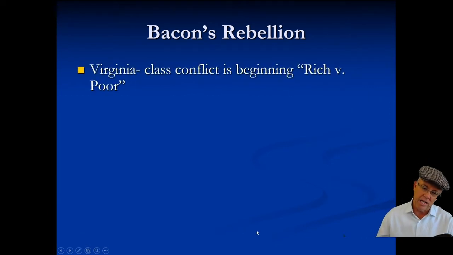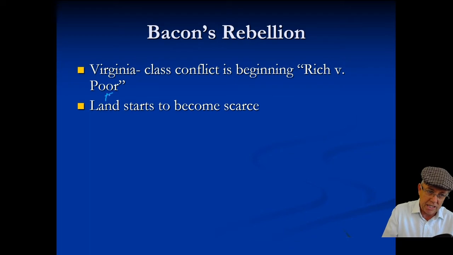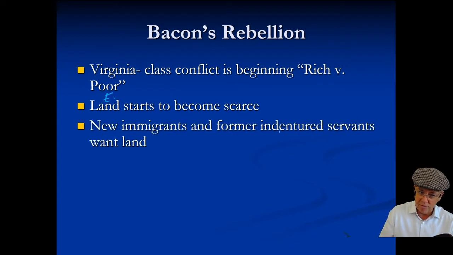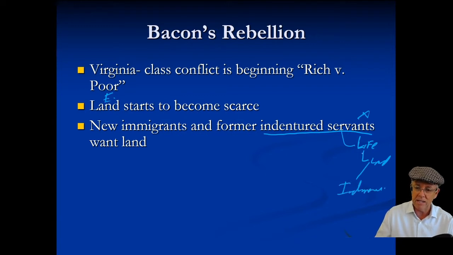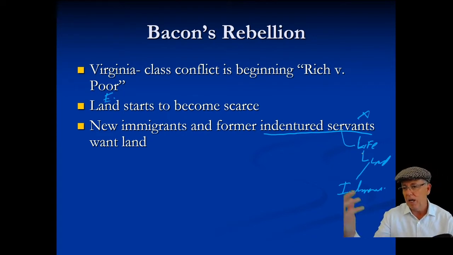So real quick, Virginia has a class conflict. It's rich versus poor, especially as land starts to become scarce. So it's got an economic connection. New immigrants and former indentured servants, remember indentured servants, do their service, and then they want to make a life. And they need land. And where do they get the land? From the Indians. They take over Indian land, or they go into the wilderness and take it over, or they buy it from speculators, but it's really Indian land.